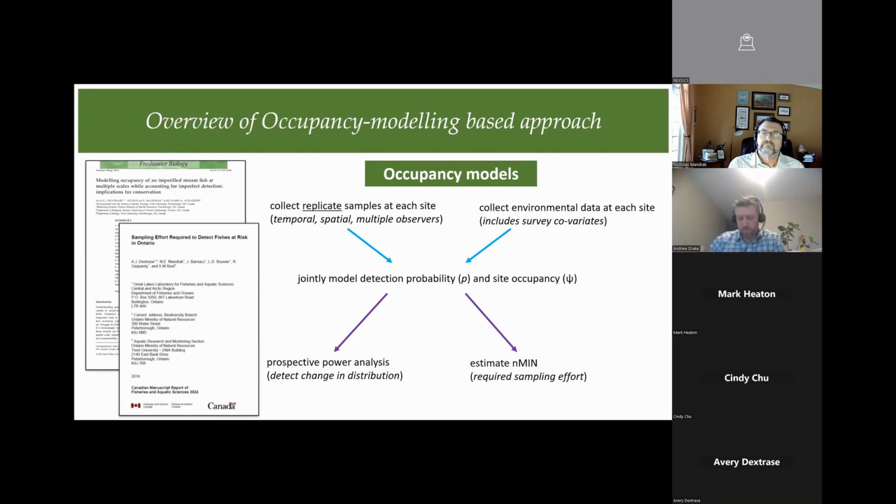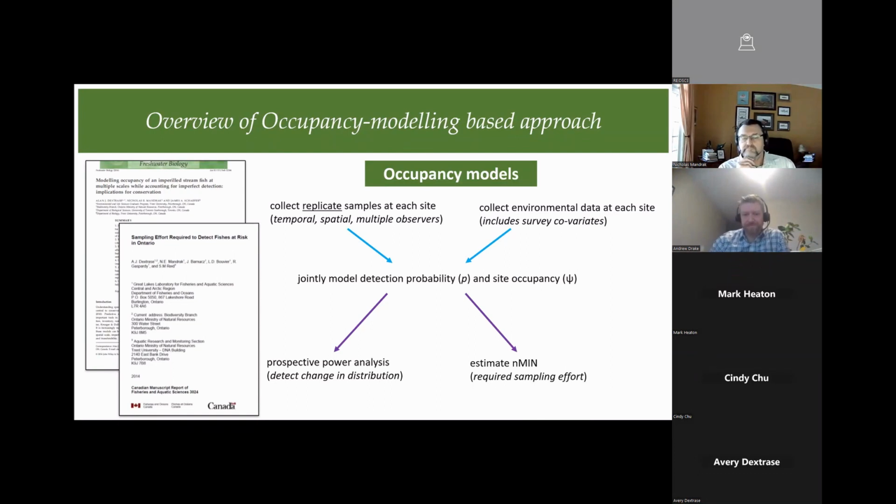So first of all, we go to sites and we collect replicate samples. These can be temporally replicated, so going back multiple days in a row. They can be spatially replicated within a habitat unit, or it could be something alternate, like multiple observers all sampling at the same time, or multiple gear being deployed concurrently.